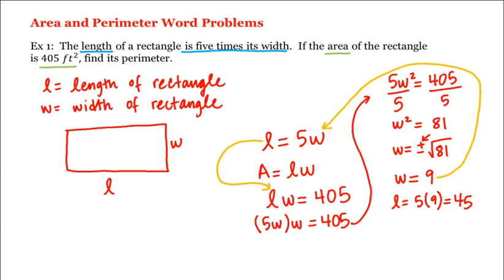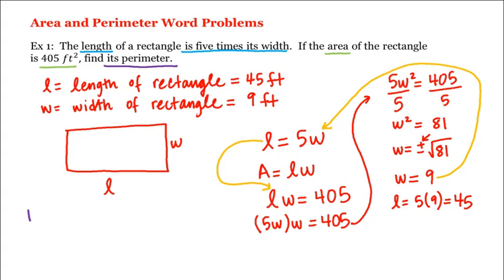So let's write that up here. L, the length of the rectangle, is 45 feet. And W, the width, is 9 feet. However, this isn't what we're asked to find, is it? We're asked to find its perimeter.